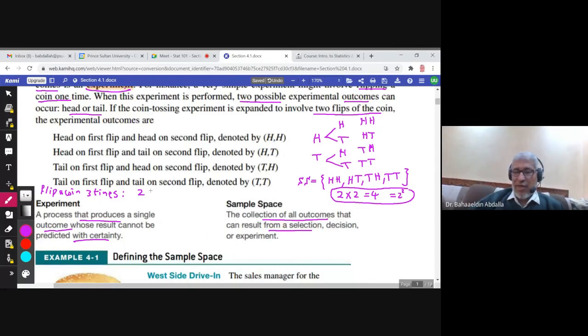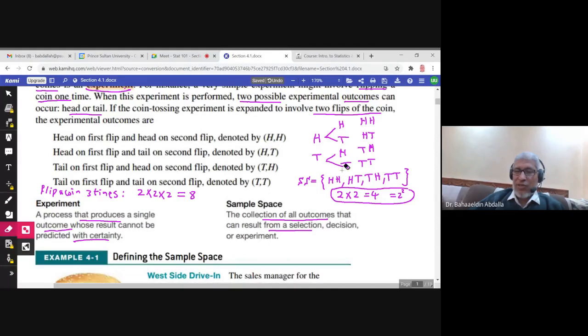The second coin, head or tail. The third coin, head or tail. So you will have 8 different outcomes. And you can make a tree diagram like this. So you can continue here, another H and T, okay? Another H and T for each choice here.